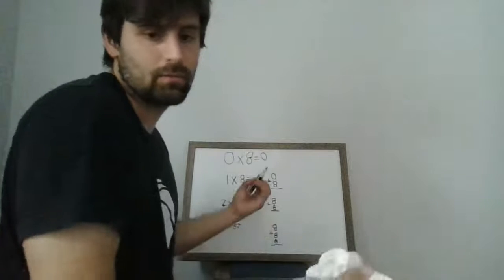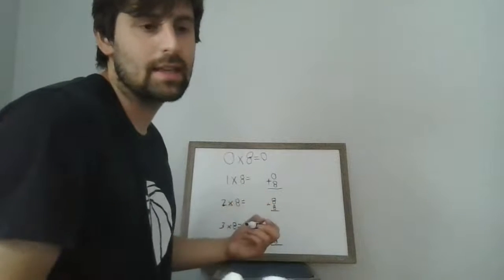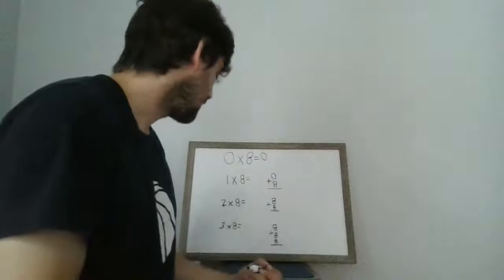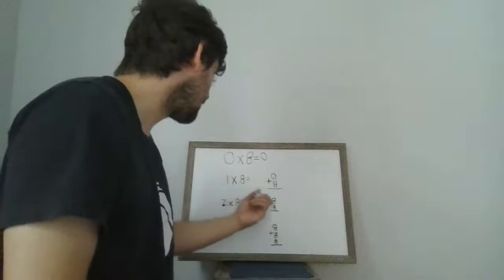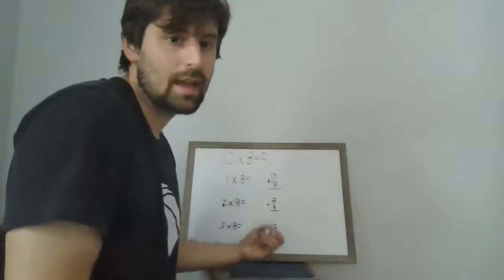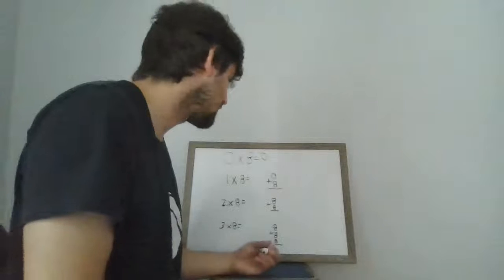4 times 8 would be the same as adding 8 plus 8 plus 8 plus 8. 3 times 8 means that you're adding 8 3 times. 2 times 8 means that you're adding the number 8 twice. 9 times 8 means that you're adding the number 8 9 times.